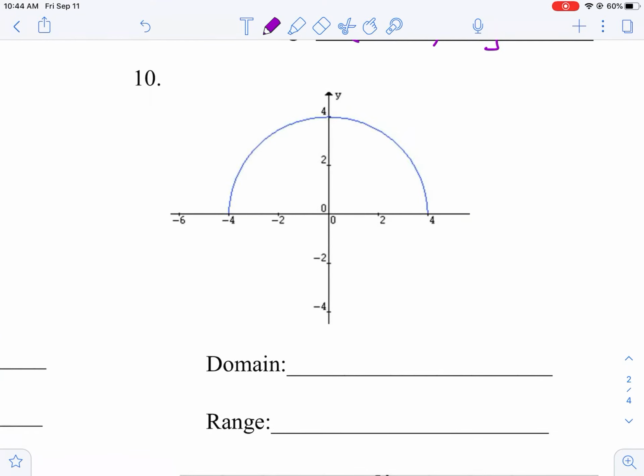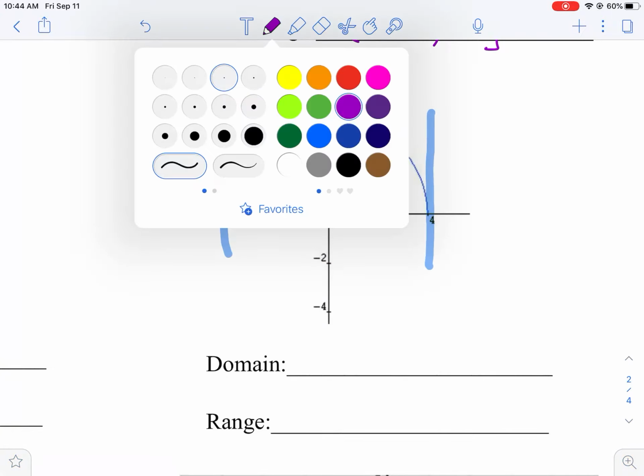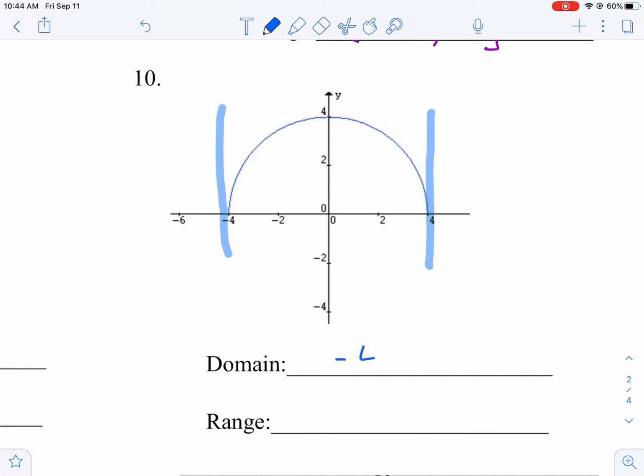Now, this semicircle here, let's figure this out. Domain, farthest left to farthest right. So my farthest left is negative 4. My farthest right is positive 4. And there are brackets on both those ends there, right? It ends at that point. There is a point there. If it was an open circle, then we would have parentheses.